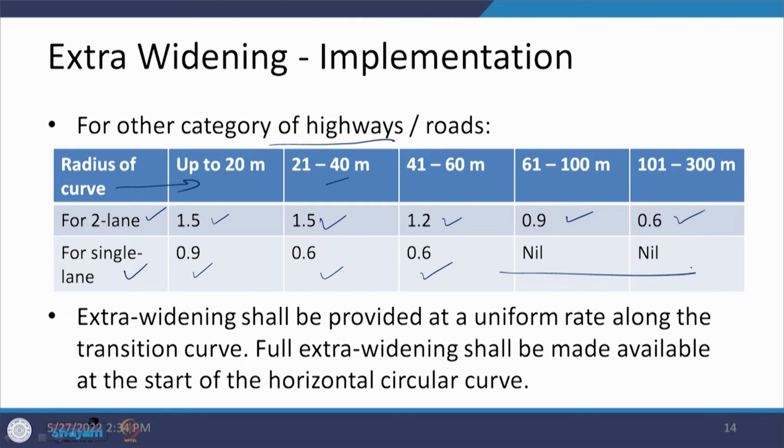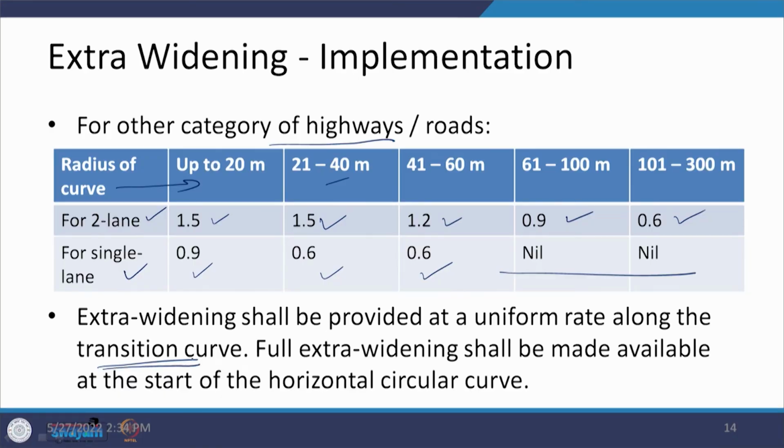Now, when we are providing this extra widening, and as we have seen in the previous diagram that it is provided all along the transition curve, it has not to be provided all of a sudden. It has to be done at a uniform rate all along the length of the transition curve. So, the full extra widening is made available at the start of the horizontal circular curve. As I said, it starts with We equals 0 at the start of the transition curve, and becomes We at the point of the circular curve. So, that is how the transition is going to be there, and on the basis of whatever uniform rate is acceptable and comfortable, this particular length is going to be found out.